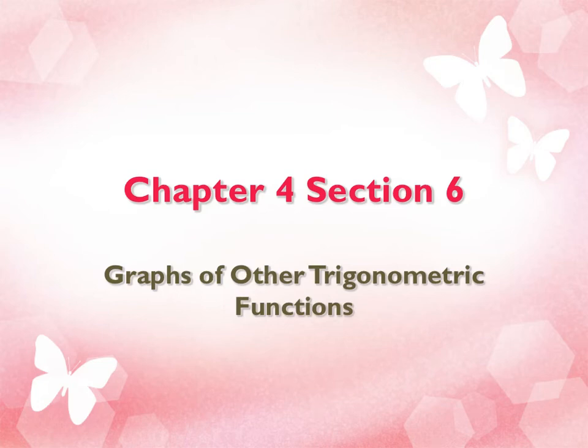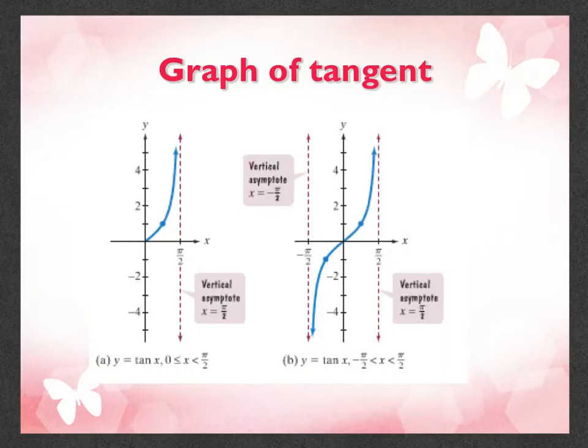Okay, so remember 4, 6 is all the other trig functions. So this is tangent, cotangent, cosecant, and secant. Yeah, we got introduced to tangent. Remember, tangent has asymptotes, and they occur every period. So we find the A, we find the B. The period is pi over B instead of 2 pi over B, like with sine.